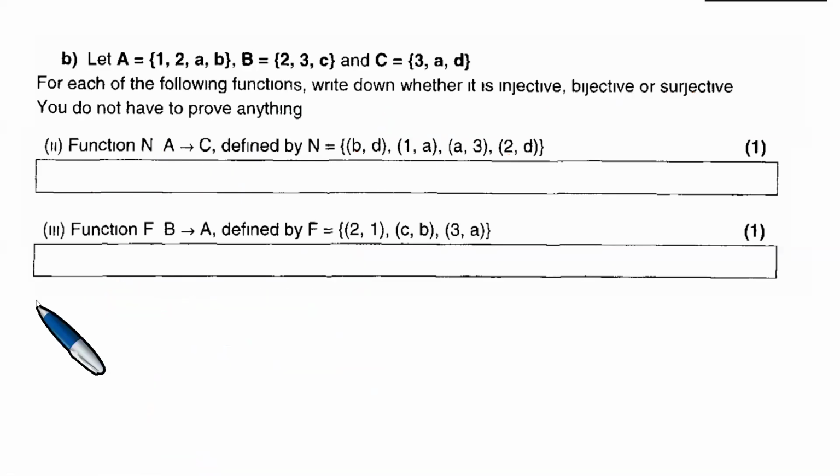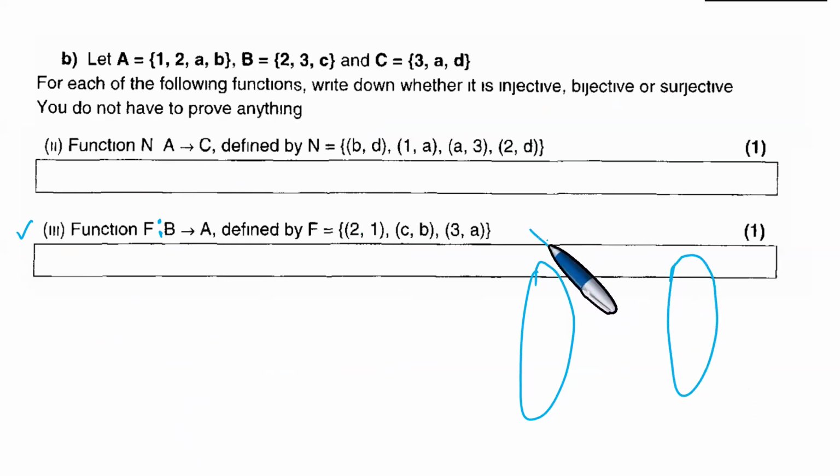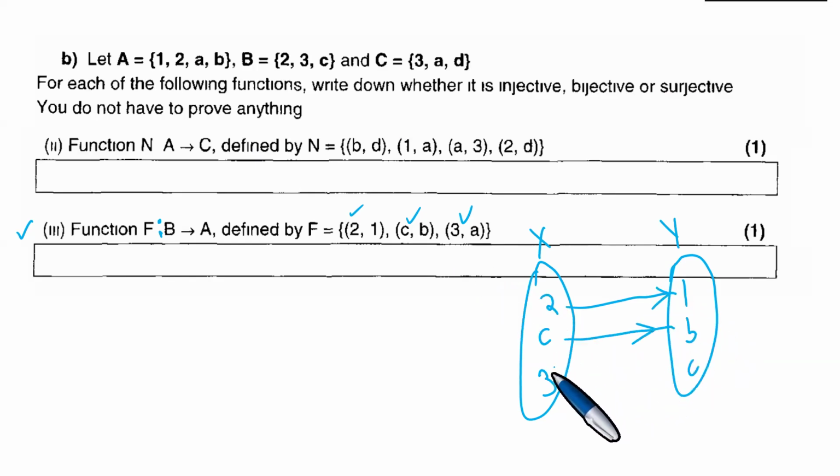Now move on. Roman figure 3, there's a map from B to A defined by this. So you have X and then Y. That is F: 2, C, 3, and 1, B, A. 2 goes to 1. C goes to B. 1, B, A.